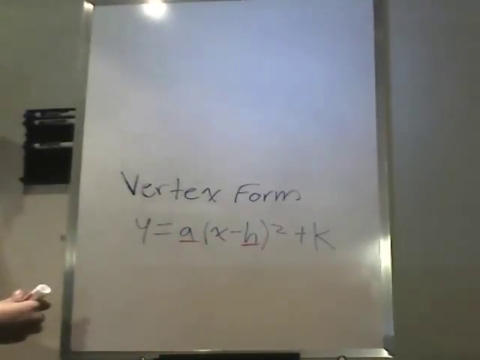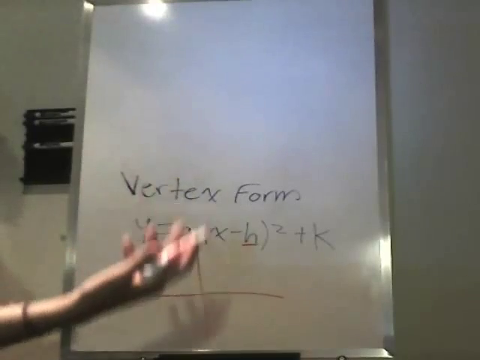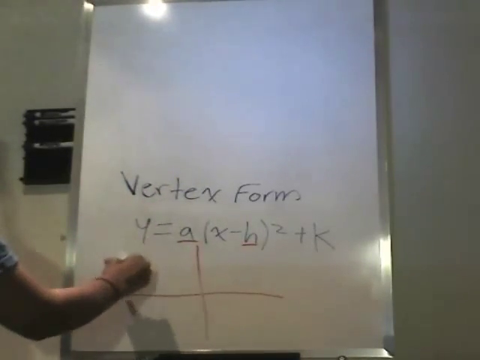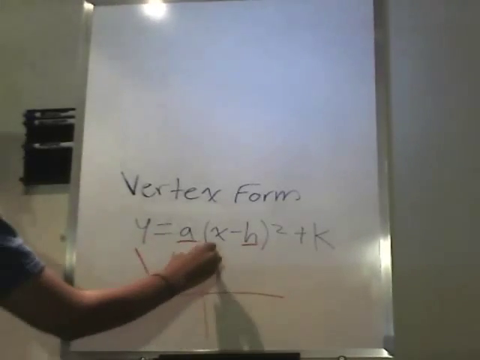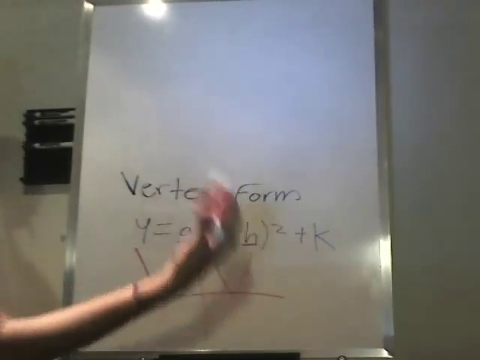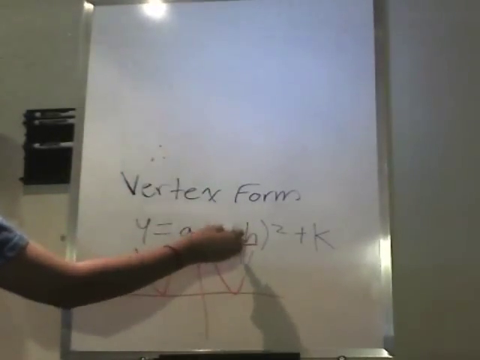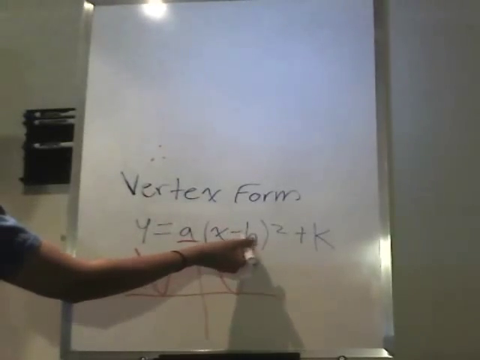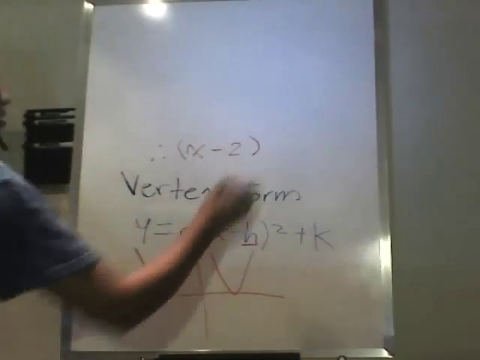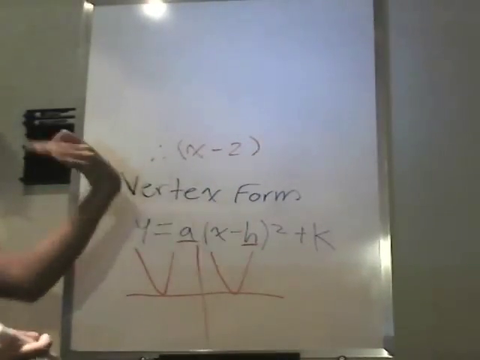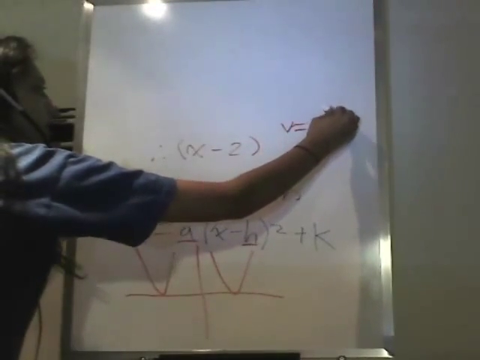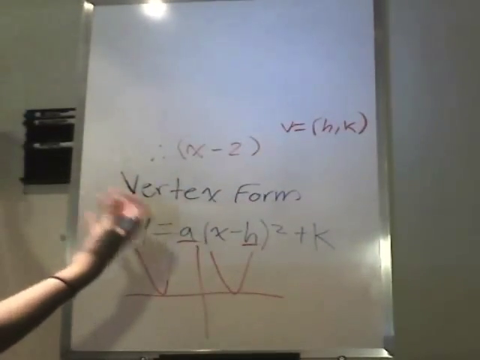Your h tells you how your parabola is going to move horizontally on the graph. Let's say it moves to the left or it moves to the right, stuff like that. Another tip: let's say it's x minus 2. Your vertex is equal to h and k, that's your vertex, your maximum point.